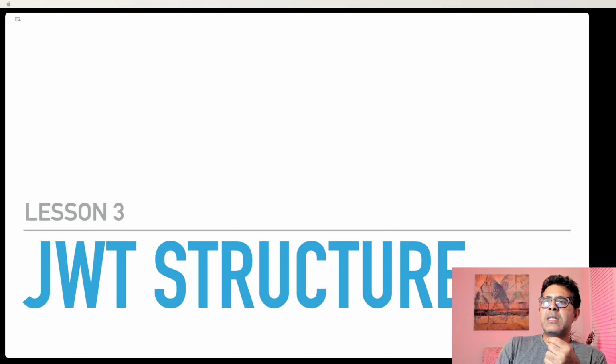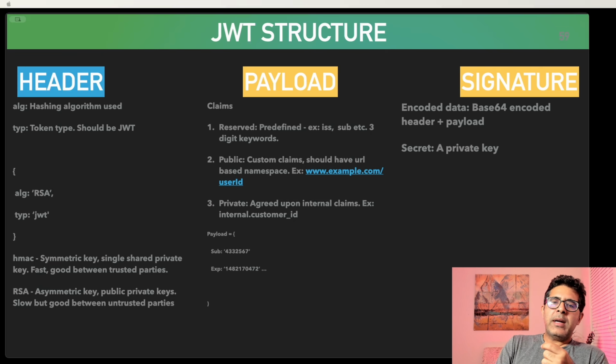So what does a JWT structure look like? JWT has three parts. One is the header, one is the payload, and one is the signature. And what goes in the header? It contains two pieces of information. It contains the algorithm type which is being used, and what type of token is being used. In this case, it is always JWT.